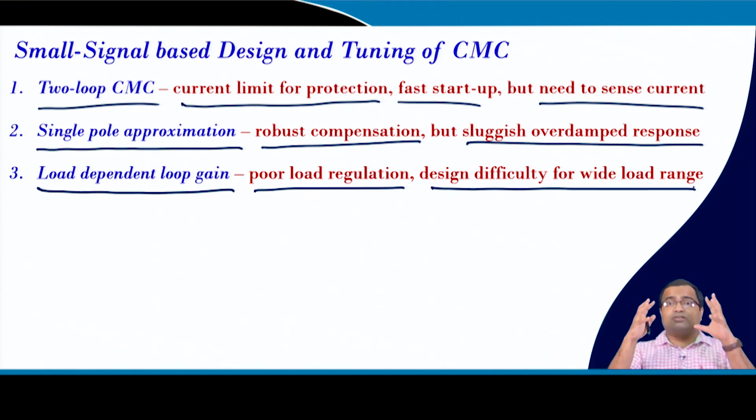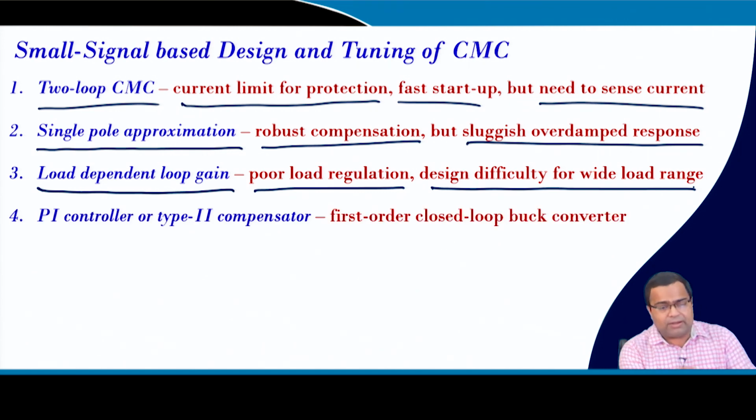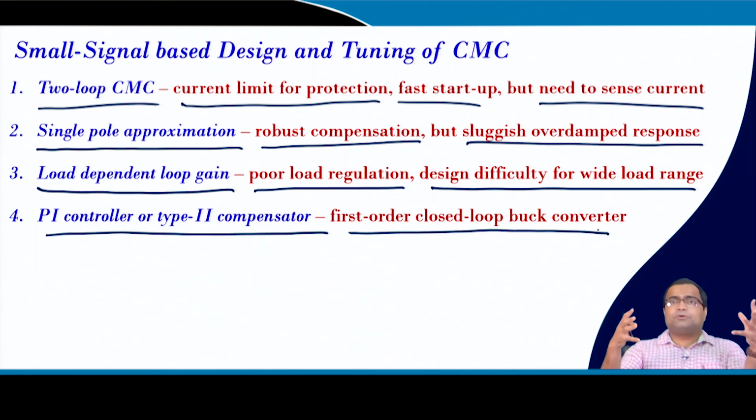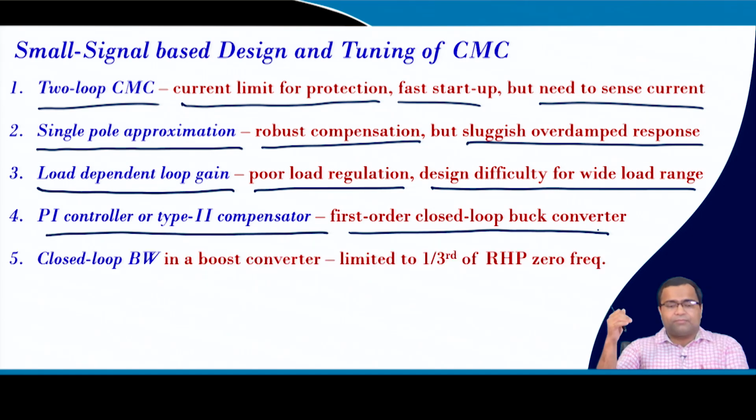So, you often need to consider load current feed forward in order to anticipate that, but current mode control offers excellent line regulation and audio susceptibility. So, in current mode control we saw a PI controller, type 2 compensator, is enough, and it tries to get a first order closed loop response for the buck converter. In case of boost converter we saw that even with a type 2 compensator or PI controller we cannot achieve a bandwidth greater than 1/3 of the switching frequency, because beyond that the model validity remains a concern, right.